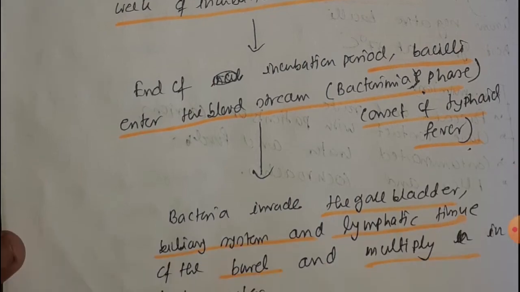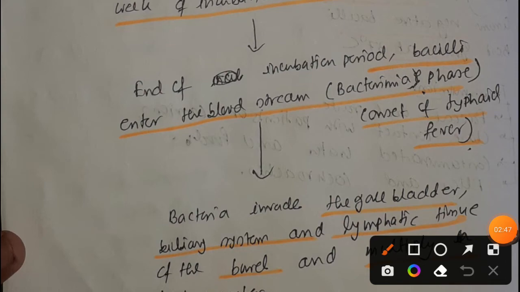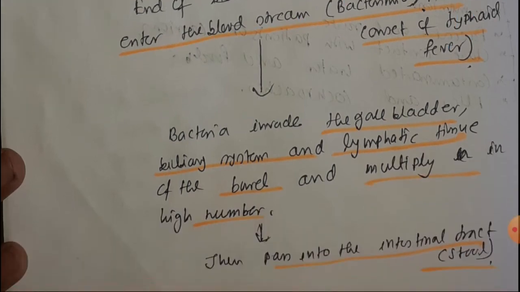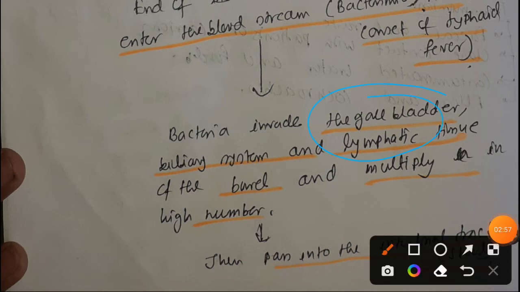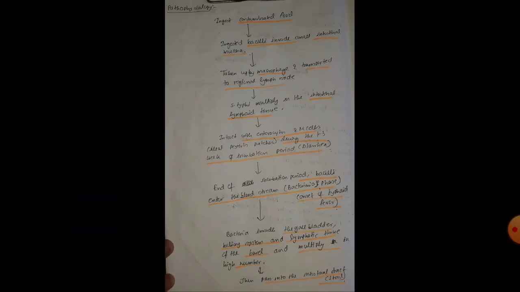And after the end of the incubation period, bacilli enter the bloodstream, which is the bacteremia phase and onset of typhoid fever. Now after that, bacteria will invade the gallbladder, biliary system and lymphatic tissue of the bowel and multiply in high numbers, and then they will pass into the intestinal tract, and from there leave the body via stool. So that is all about the pathophysiology of typhoid fever.